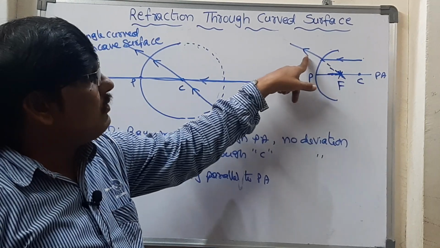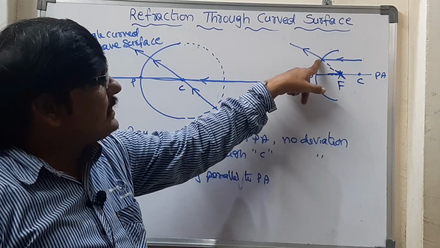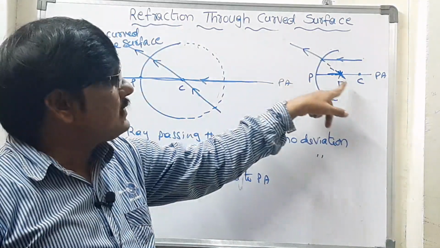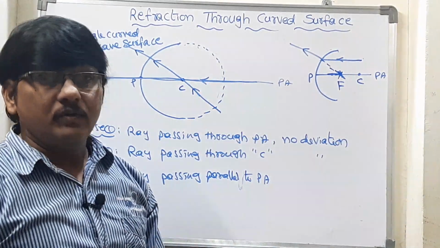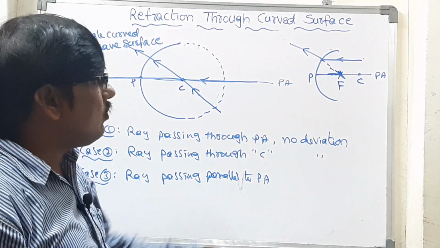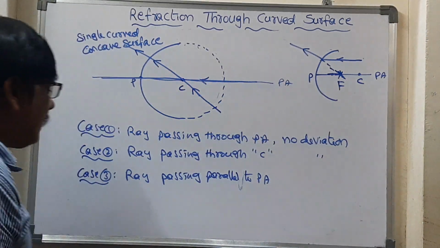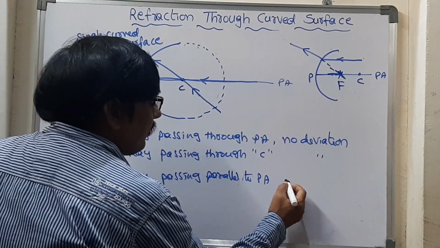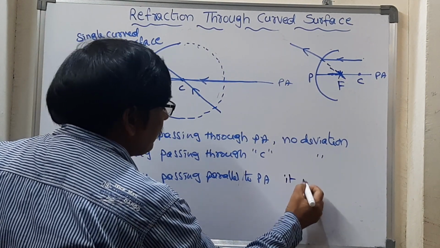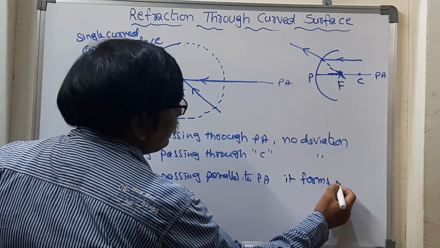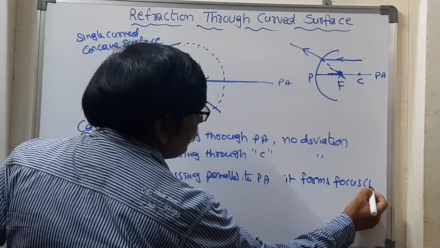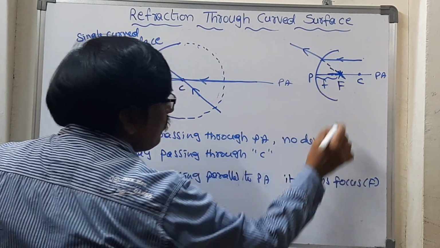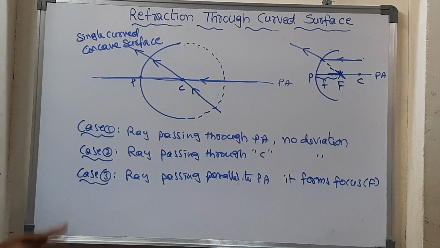From the point of diverging, we extend one ray to the principal axis, and so it forms at a focus. That is how it forms a focus. Then what can we write? The ray is passing parallel to the principal axis. What will happen? It forms a focus. Again the same, we take this P, and the distance between these two is called the focal length. Did you understand that?